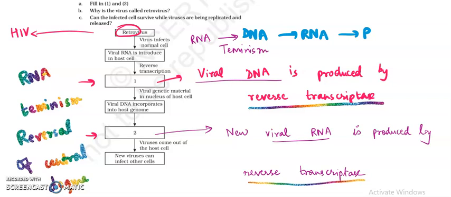Next question is very different. Can the infected cell survive while viruses are being replicated and released? So they are asking about macrophages and helper T cells. Do they survive? So they survive. The answer is yes, but it is only for a small period of time. And this is the reason that a person affected by AIDS, they have less number of macrophages and helper T cells in their body, because they are alive for a while, but being infected, they are being killed by the body, right? I hope this is understood.